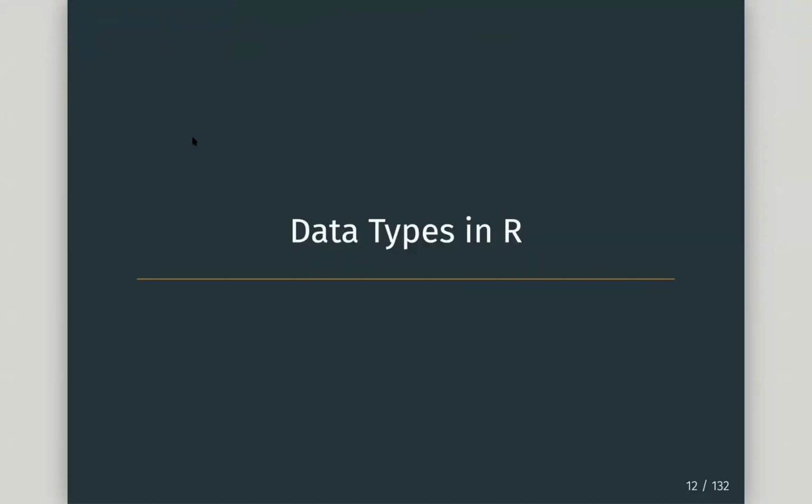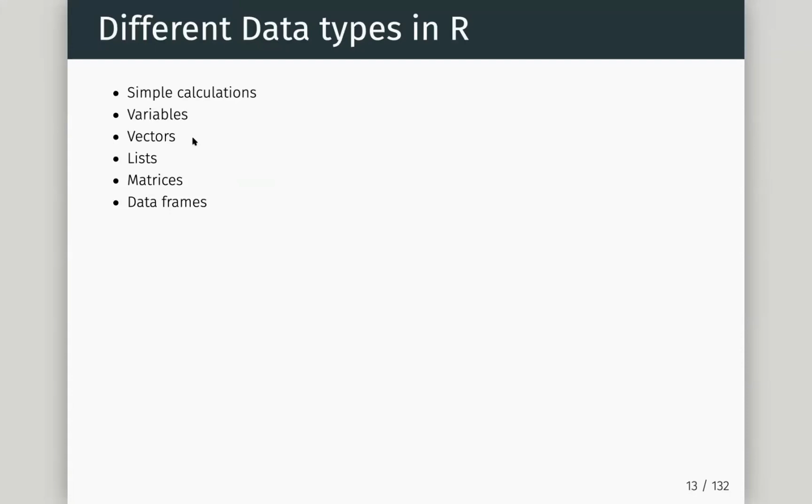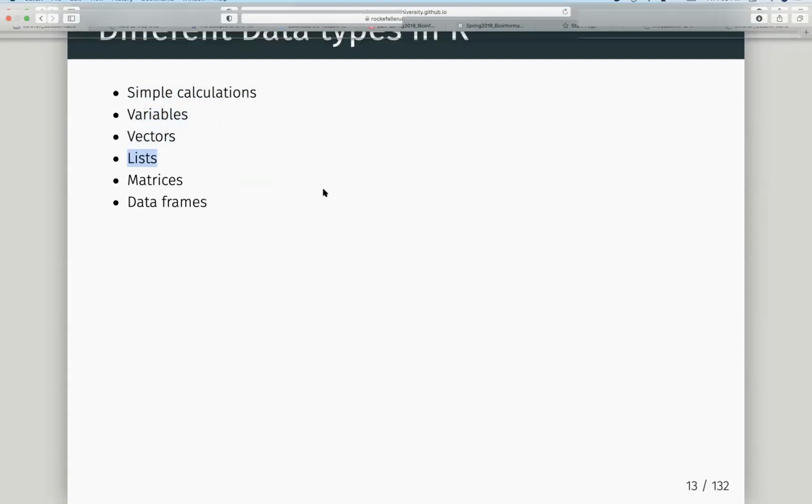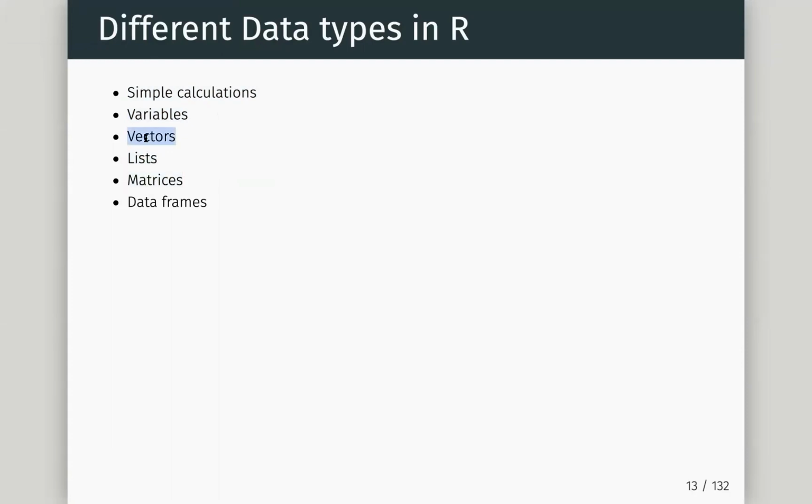So the first thing we'll start with is looking at the different types of data which we can come across. We're going to start with very simple calculations. R is effectively a calculator at its most basic. Then we're going to look at what variables are, just for those who've never done programming before, what is a variable? And then we will step through, probably today, most of this, the different types of data we can have in R. We have vectors, lists, matrices, and data frames.